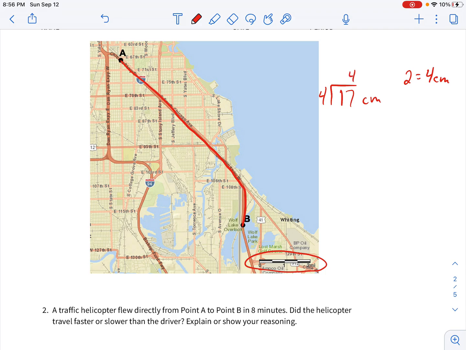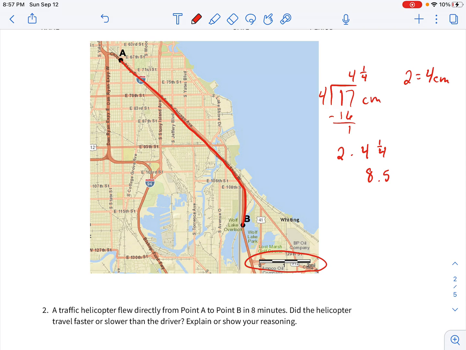So 4 can go into 17 4 times. That'd give us 16, and this would leave us with 1. And so our remainder gives 4 and a quarter. So that's how many 4 centimeter segments go into that. So that would be 4 1/4 times 2. That's going to give us our total miles. So 2 times 4 1/4. 2 times 4 is 8. 2 times a quarter is going to be 0.5. So there was 8.5 miles from A to B.